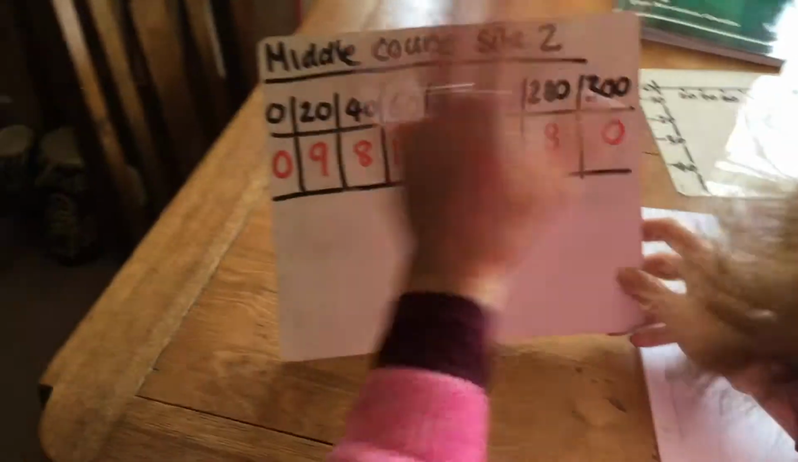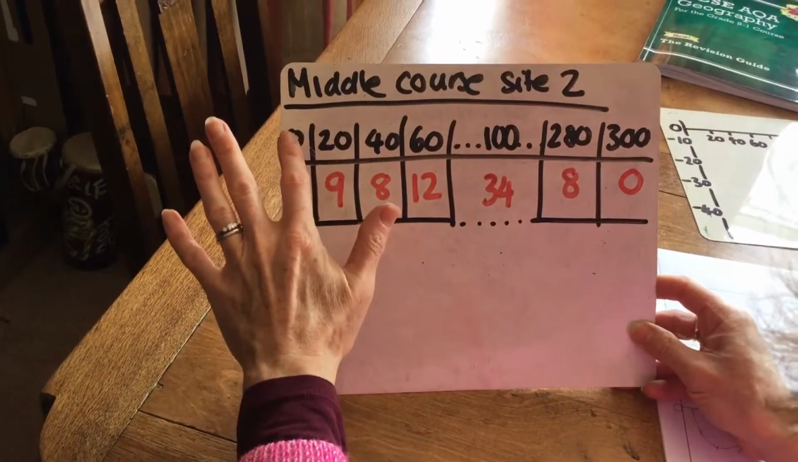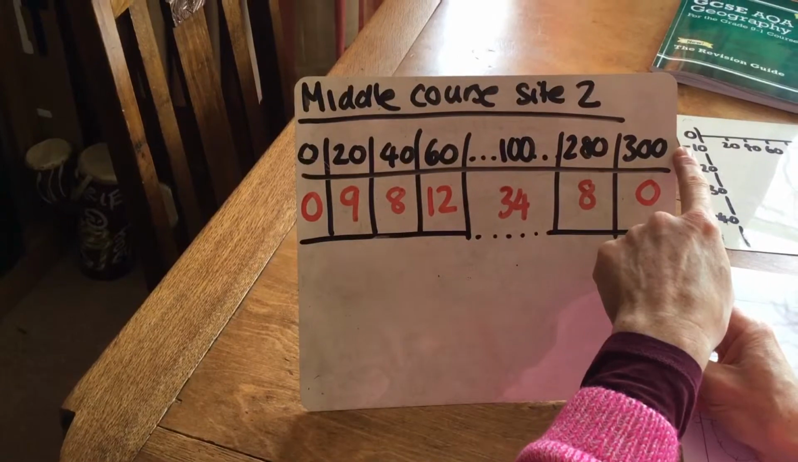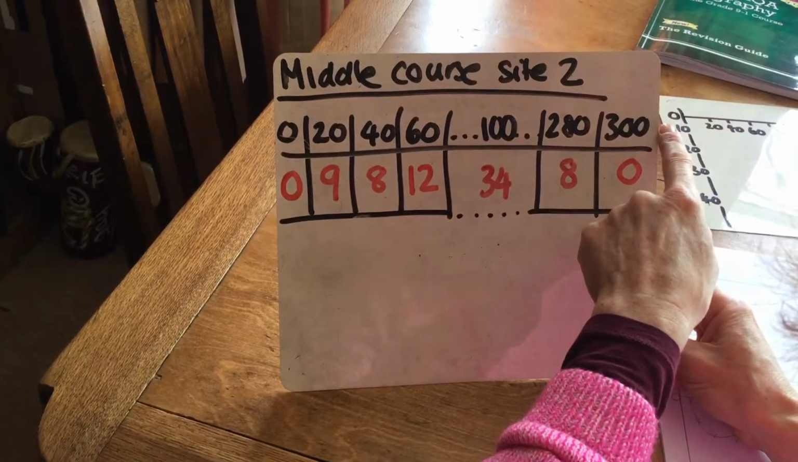Okay, so we're back. So this was the information that we got when we were at the river. I've just made it a bit briefer for you. Okay, so we started at 0 centimetres from bank to bank. So it was 0 and then the other side was 300 centimetres. So the width of the river was 300 centimetres.